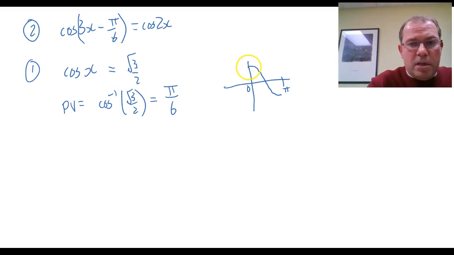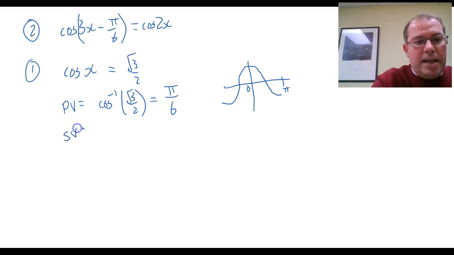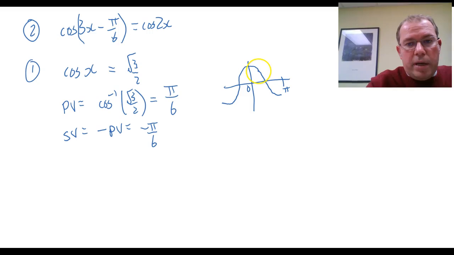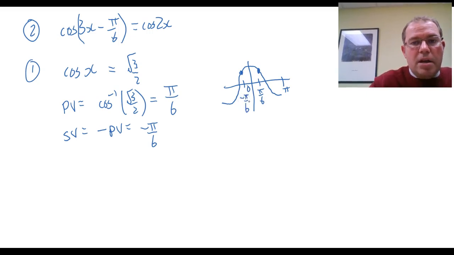Now we know, because the cosine function is symmetrical about the y-axis, the secondary value is always negative the principal value for the cosine function. So it's minus pi over 6. So we've got one going down the roller coaster, if you like, at pi over 6, and one going up the roller coaster at minus pi over 6.